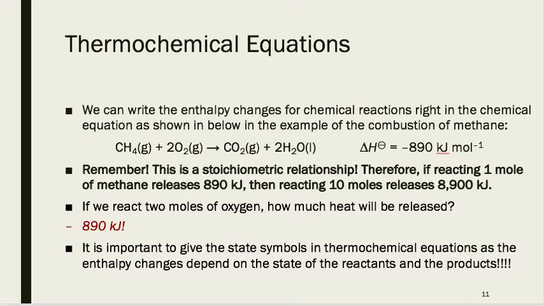Now, I'm sure you all are used to chemical equations, but now you're going to start to see information about the enthalpy change. So we can see our chemical equation here for the combustion of methane. But over on the right, you can see that delta H equals negative 890 kilojoules per mole.